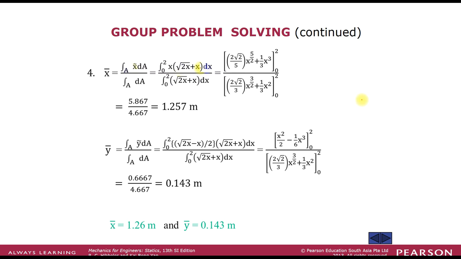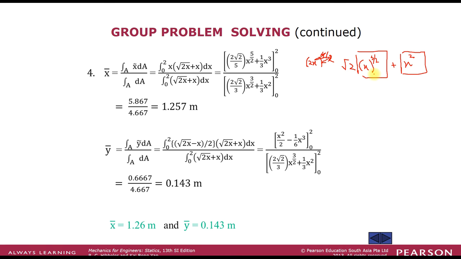So that's how you get 2 times square root 2 over 5, and also times 5/2, x to the power of 5/2. So you have to understand how to integrate. This is something you already learned during your high school, and also during your matriculation. You should have learned about integration. So from that, since you already have the integral limit, you can just substitute. Here also the same, 2 square root 2x plus x, you just integrate it. So you have something like this.